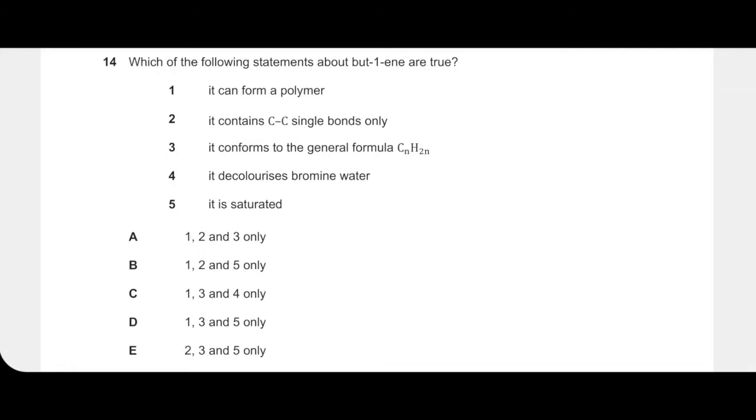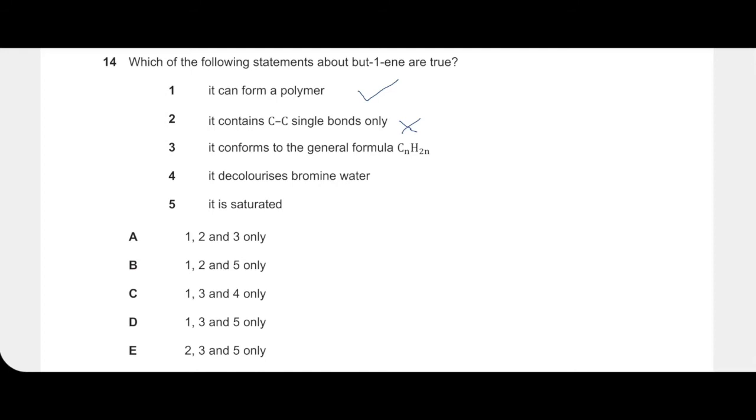Question number 14. Which of the following statements about Bmat are true? And they've given us 5 statements to determine whether they're true or false. Statement number 1: it can form a polymer. Alkenes are generally used as monomers for polymers. Bmat is an alkene and therefore can be used to form a polymer. Statement number 2: it contains carbon single bonds only. That is incorrect. It contains a carbon-carbon double bond.